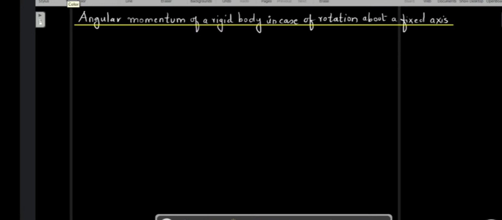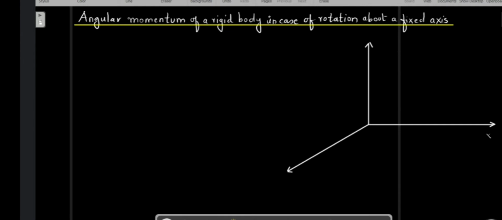So the next topic is angular momentum of a rigid body in case of rotation about a fixed axis. Okay, so we are going to have a rigid body which is rotating about a fixed axis. So let us represent it in a coordinate system.